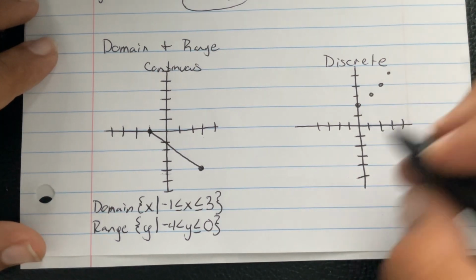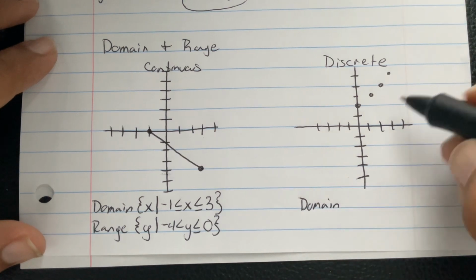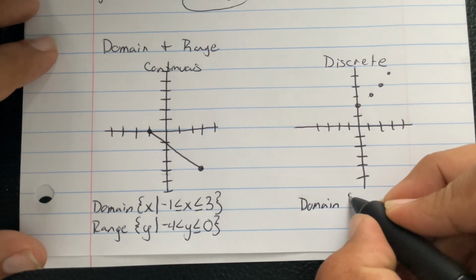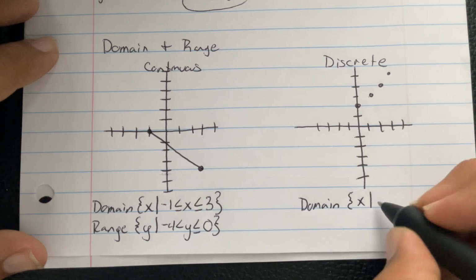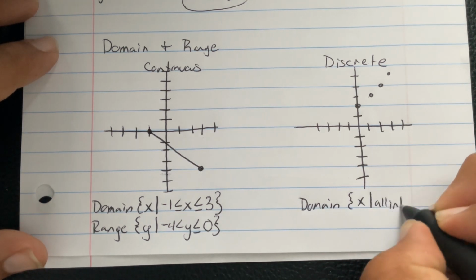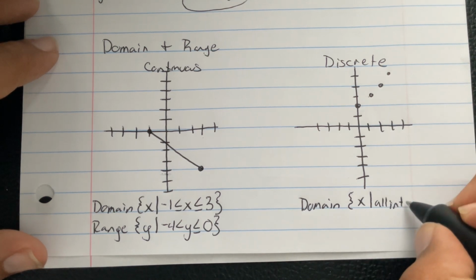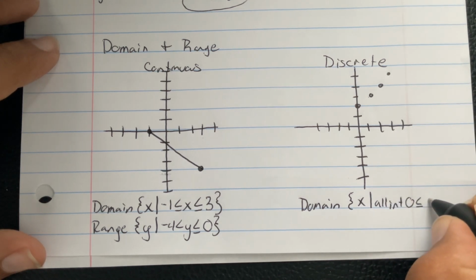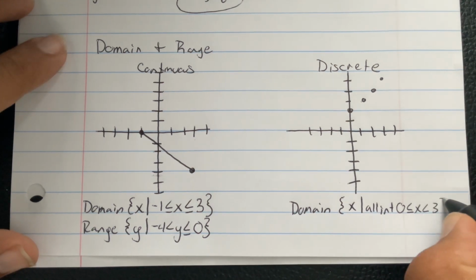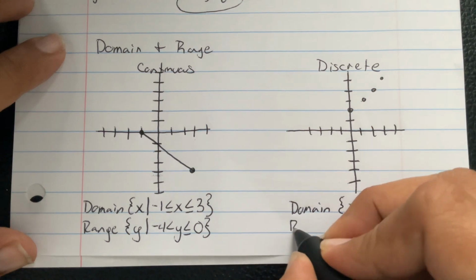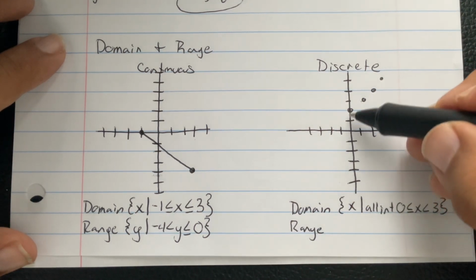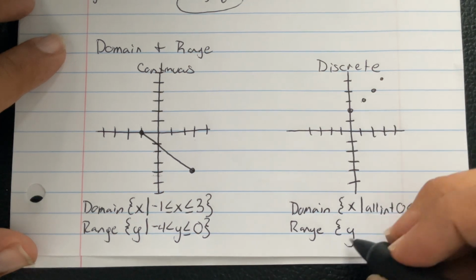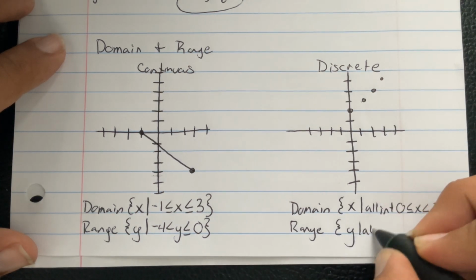Now here is discrete. So the domain actually only consists of 0, 1, 2, 3. So the domain consists of all the integers, from 0 all the way to 3. You can write whole numbers here, but I just like to write integers. And then the range is from 2 to 4. Same thing, integers, because it doesn't skip any numbers. So y is going to be all integers.